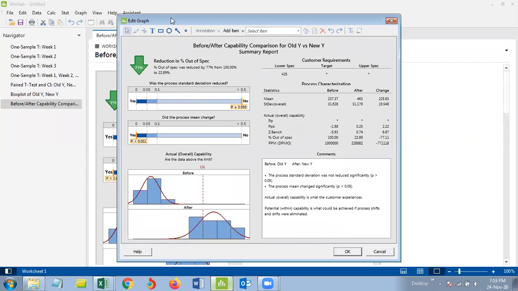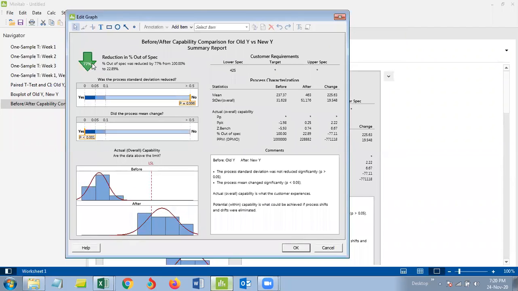It tells me there is a 77% reduction in the defect. Earlier, your defect rate was 100%, and now it's gone down to 22.89%. That's a significant drop in your defect rate, which is a 77% reduction in defect. Look at this. The entire process was below the lower limit. Entire process, 100% defective process.